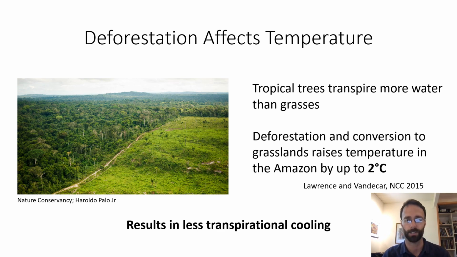Temperatures in the Amazon are expected to warm by about 2 degrees Celsius, right? So that's 3.6 degrees Fahrenheit. So that's a substantial warming across a very large region. In fact, this is already happening in the Amazon and other tropical regions today where deforestation is taking place, right? Temperatures are increasing. That's already been observed.